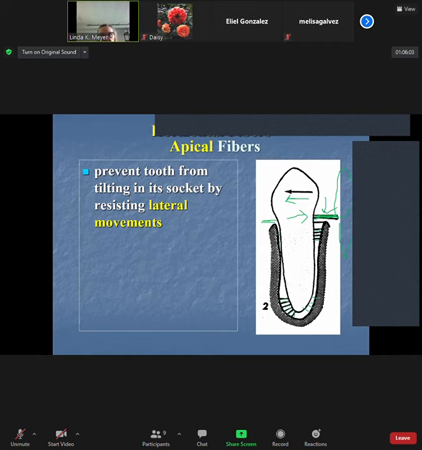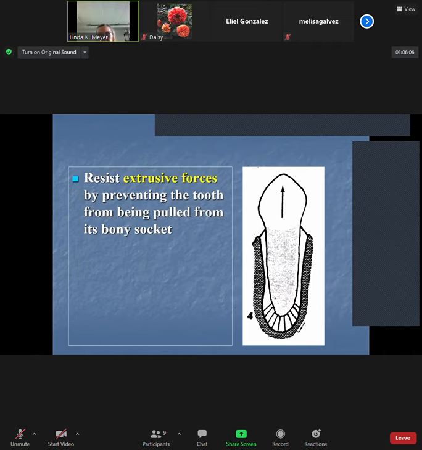Okay, but also think of if you were trying to pull your tooth out, or if you had your teeth stuck together with candy and they came apart, the apical fibers are keeping your tooth in. So the apical fibers are the main group that resist the extrusive forces by preventing the tooth from being pulled out of its socket. It's the apical fibers.